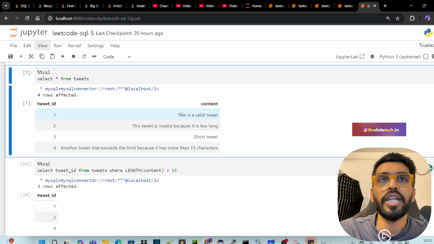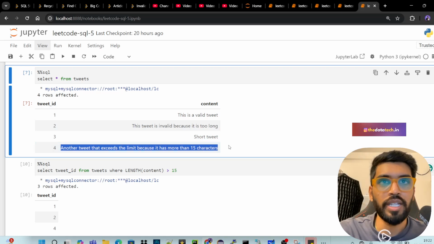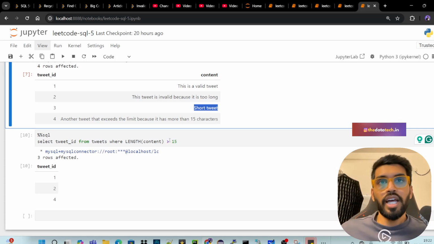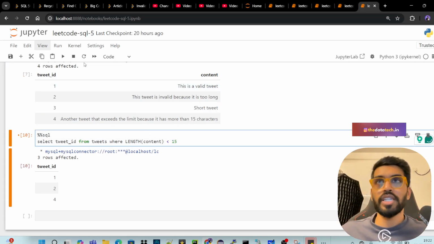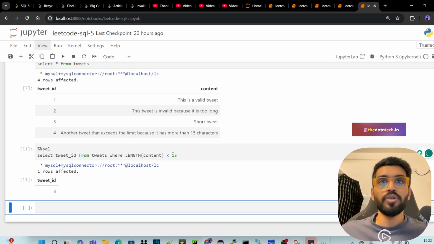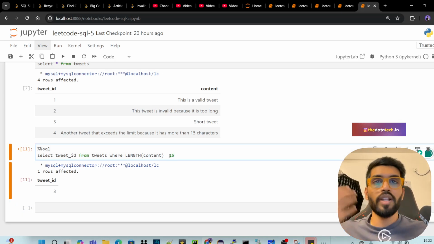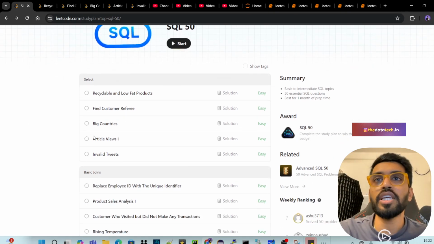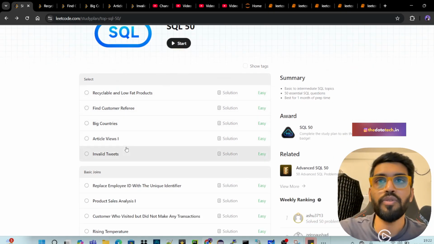So 1 is greater than 15, and 2 is obviously greater than 15, and 4 is also obviously greater than 15. So this is a short tweet, the valid one. If they're asking for valid tweets, then just put less than. But they are expecting you to bring all the invalid tweets, so then it's going to be greater than 15. Right. So we are done with the 5 questions of the first part of SQL, successfully completed.